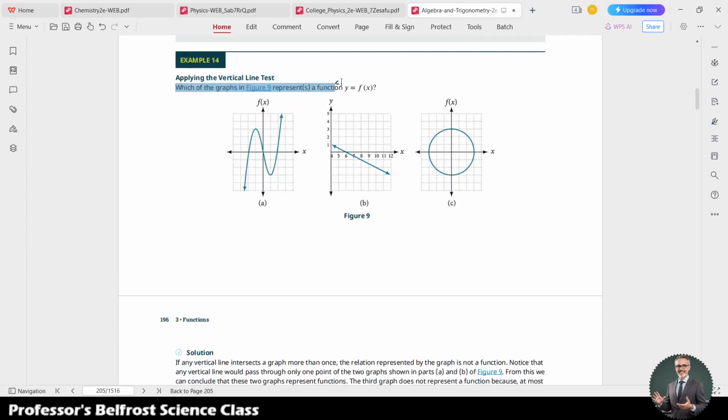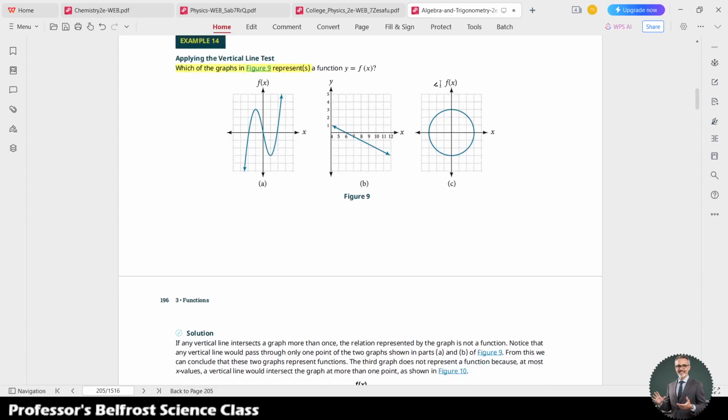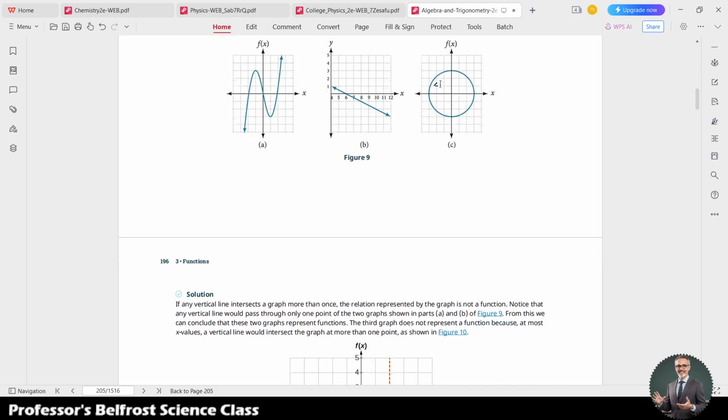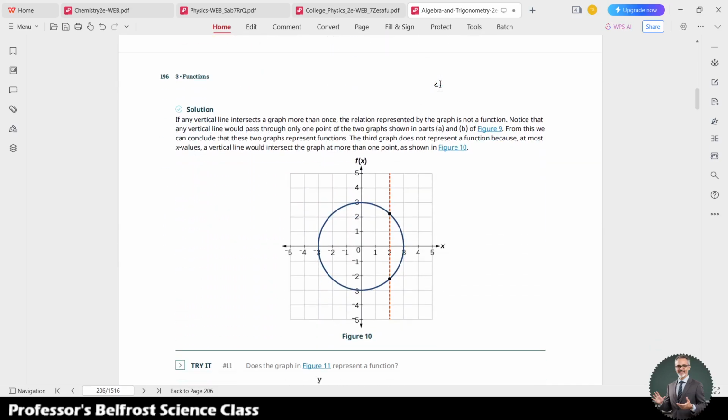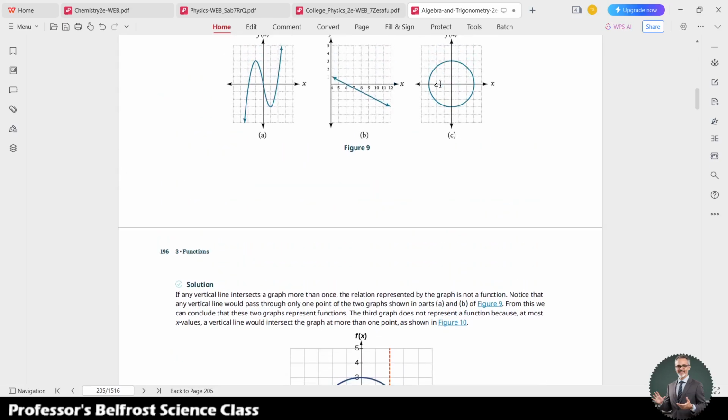Okay, so let's see. Which of the graphs in figure 9 represents a function y equals f(x)? If any vertical line intersects a graph more than once, then the relationship represented by the graph is not a function. You see, A is no problem, B no problem, but as we see, we have two intersections for each input.